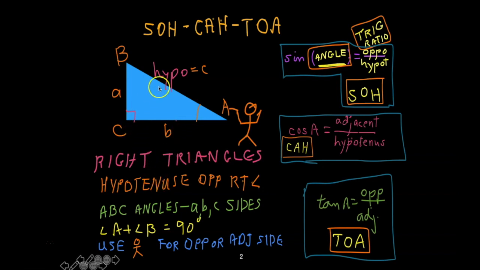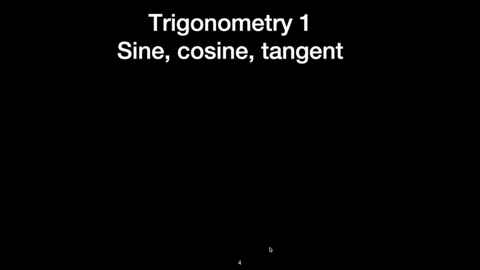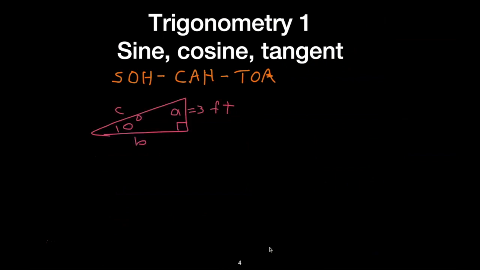The hypotenuse is always opposite to the right angle, and angles are capitals, whereas sides are lowercase. The two non-right angles will add up to 90. That's what this fourth one says. And then we use this little man to help us decide which is opposite, which is adjacent. Now, hypotenuse is not really being decided. SOHCAHTOA. Memorize that. You'll need it for every problem in trig.